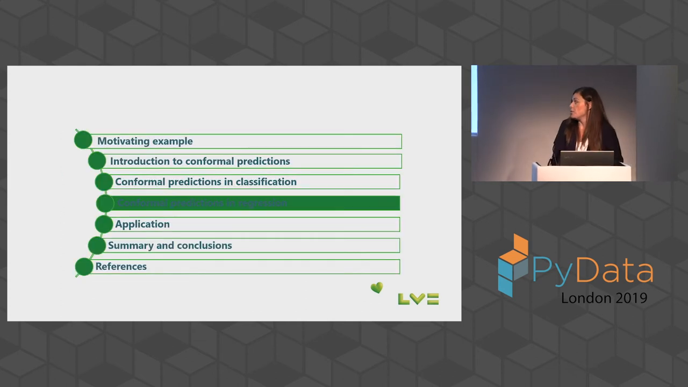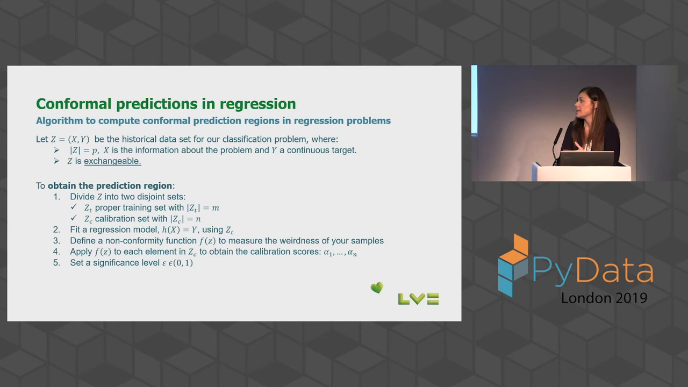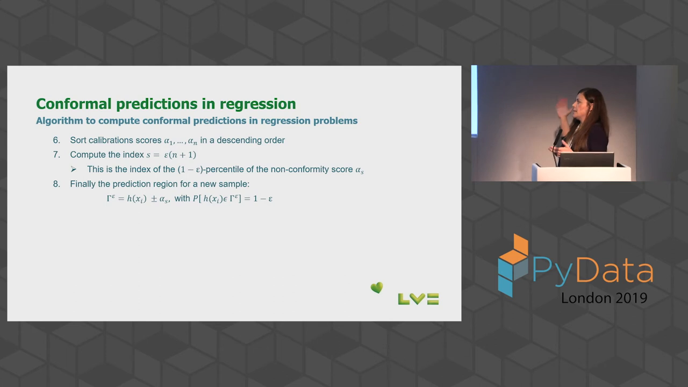For regression, you have to do exactly the same thing. Until step 5 it is exactly the same, but the only difference is that instead of fitting a classifier, you have to fit a regression model. The difference is here. When you set the epsilon and everything is ready to go, the only thing you have to do is order all the alphas, and now you don't have access to all the possible solutions because the target is a continuous target.